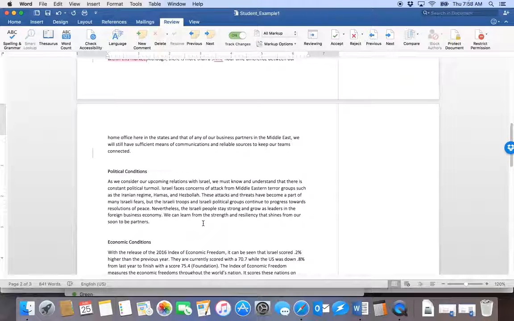These attacks and threats have become a part of many Israeli fears, but the Israeli troops and Israeli political groups continue to progress towards resolutions of peace. Nevertheless, the Israeli people stay strong and grow as leaders in the foreign business economy. We can learn from the strength and resiliency that shines from our soon-to-be partners.